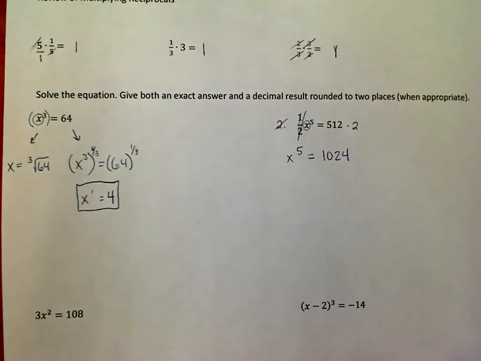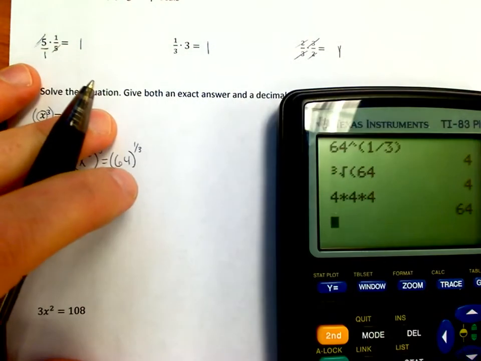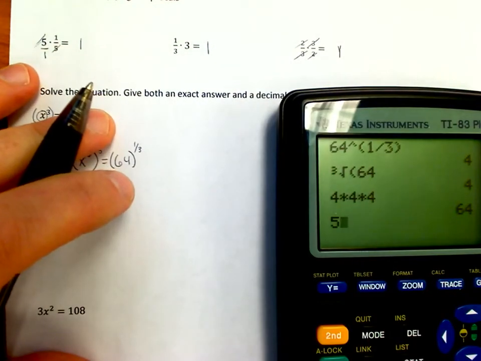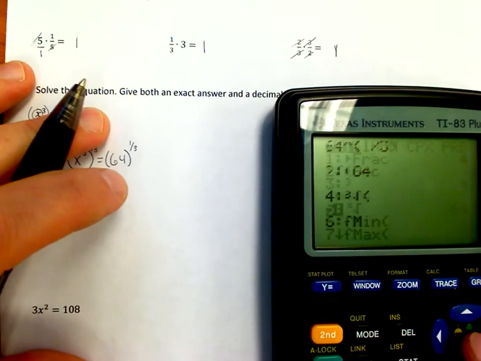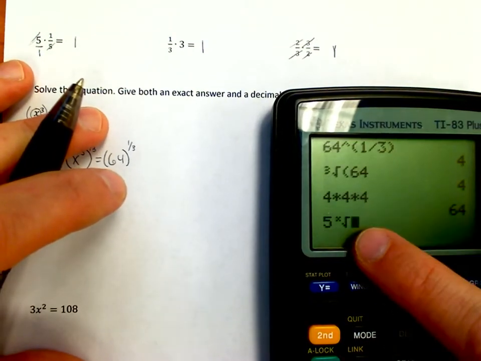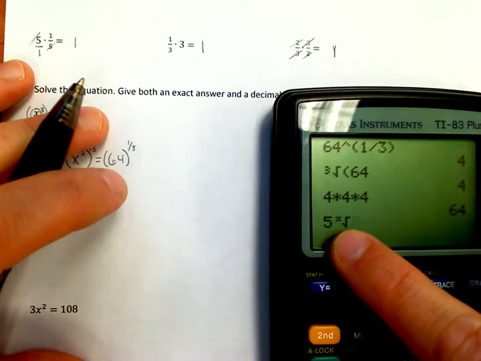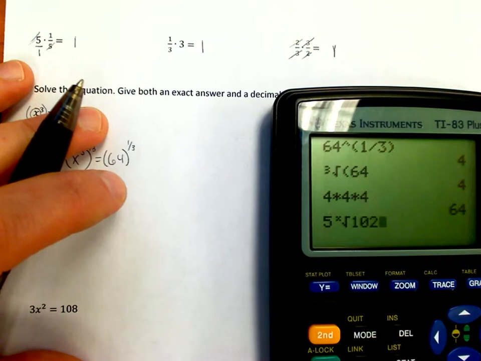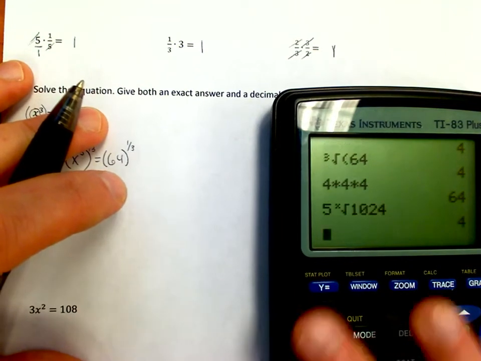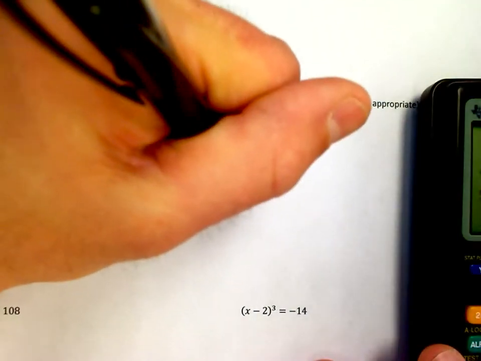Now I go through on my calculator, and there are two methods I can use. I can do 5, math menu, and use option 5, which is the nth root. That's the same thing as saying the 5th root, because whatever you have before goes up in the x sign, remember, of 1024. And I get 4. So x is equal to 4.